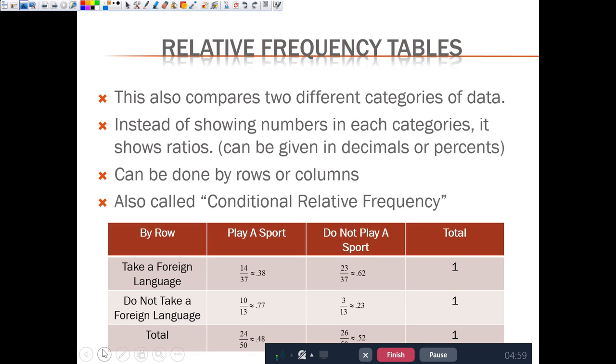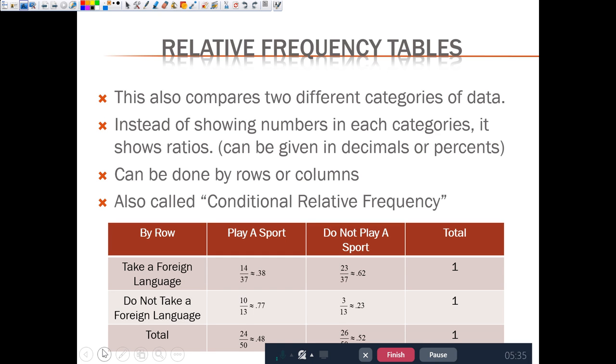A relative frequency table also compares two different categories of data. Instead of showing the number in each category, it shows the ratio. What is a ratio? Also known as a fraction. It can be given as a decimal or a percent. So I'm only going to give you the decimals, but if we were to put this as a percent, what would be the percent of 0.38?